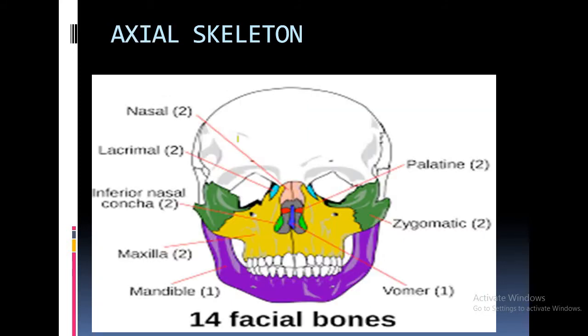Now we have to start with the axial skeleton, and the first part of the axial skeleton is the skull. The skull has 8 flat bones, and these 8 bones are joined with fixed joints. Here you can observe these sutures. Sutures are the fixed joints present between the bones of the skull. And there are 14 facial bones.